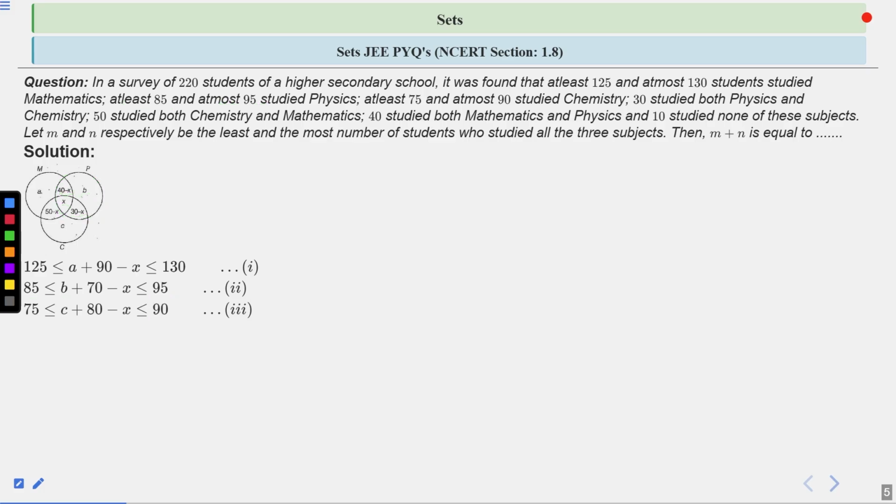Now, this C circle represents students who have studied chemistry. So c plus 50 minus x plus 30 minus x. In total you will get c plus 80 minus x. And the number of students who have studied chemistry is at least 75 and at most 90. Clear? I hope these three inequalities are clear to you.